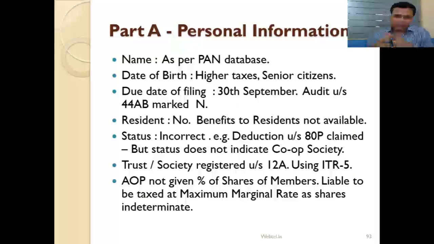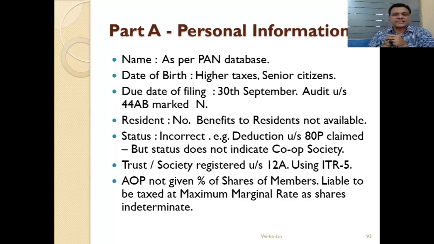Coming to what caution we should take in various schedules, etc. Quickly we'll go through these, and very important. Part A, personal information. The name should be as per the PAN database. Date of birth, please ensure it is correct. Particularly in the case of senior citizens, if you put in just some date by virtue of which the person is not a senior citizen, he will not get the benefit of a senior citizen and higher tax would be levied. Then due date of filing, please put that correct.